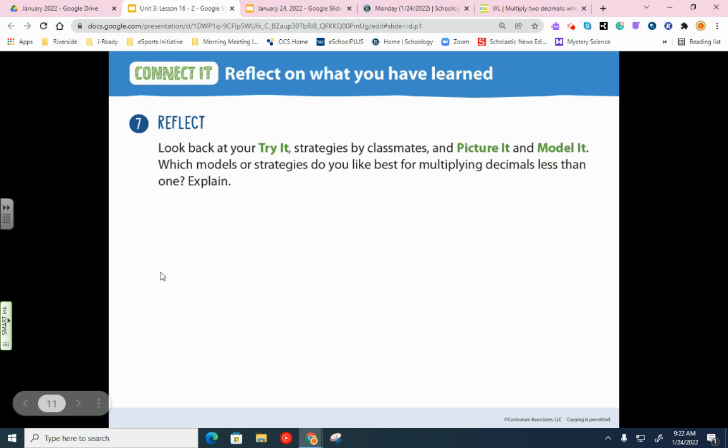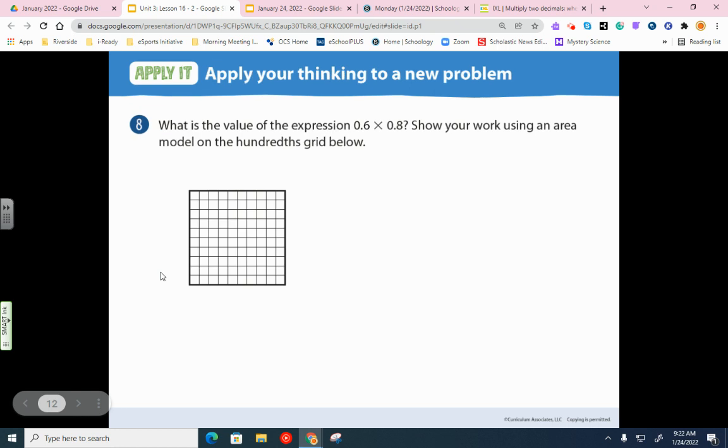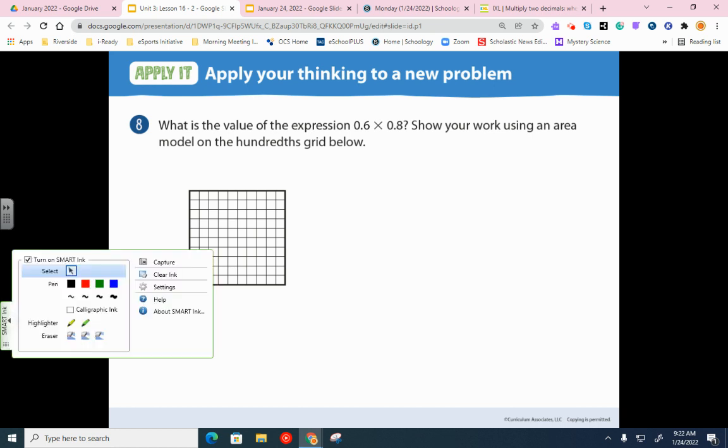Okay, let's skip 7 and turn to the last page to do those 3 examples. What's the value of the expression 6/10 times 8/10? Show your work using the area model. So we could simply do this. We're actually going to do it 2 ways. Let me use the highlighter here.